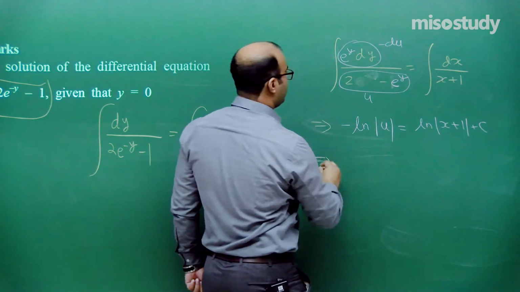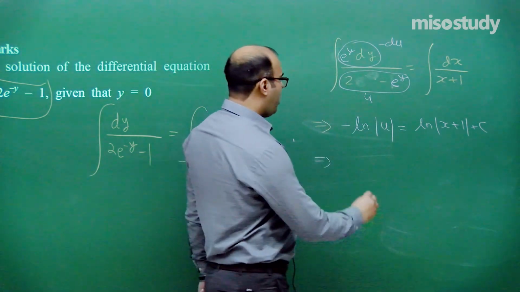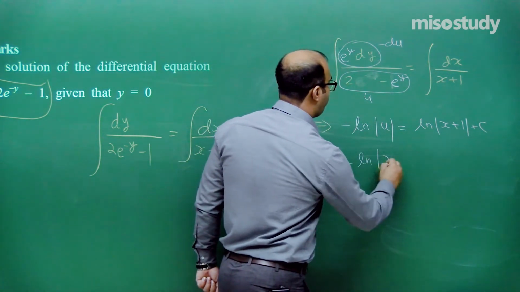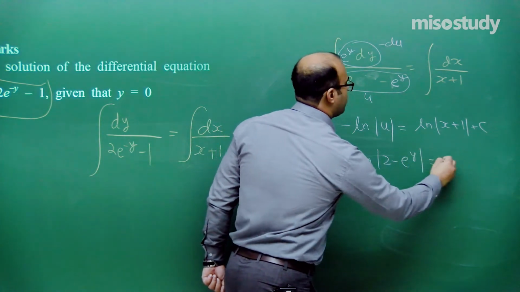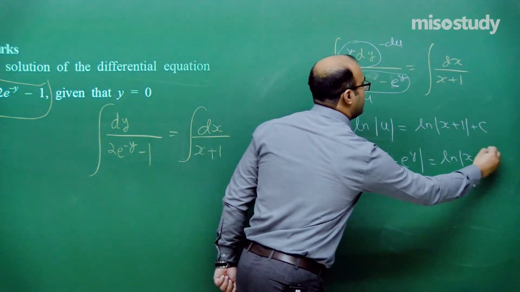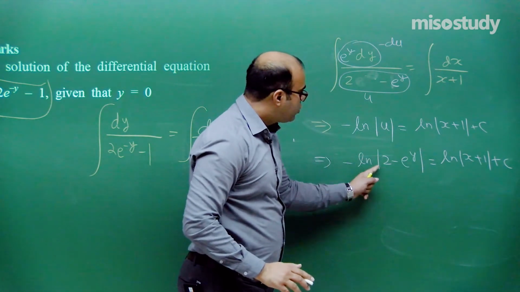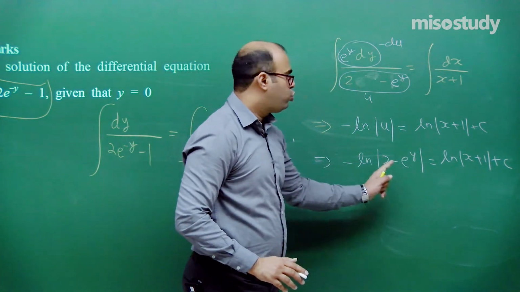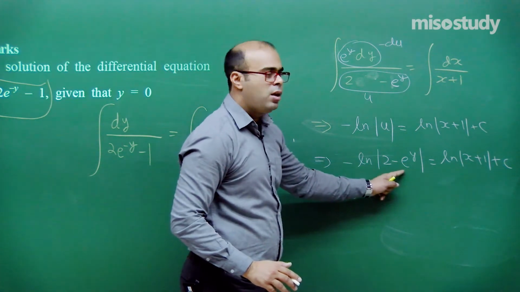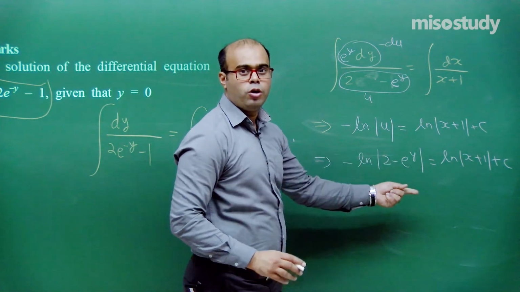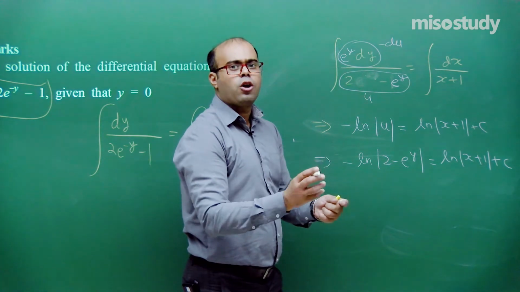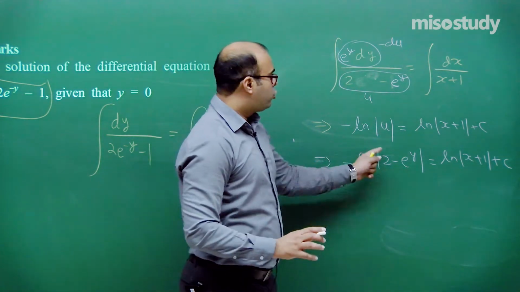What is u? You have taken 2 minus e^y. Minus log of mod of (2 minus e^y) is equal to log of mod of (x + 1) plus c. Here also the similar situation is there. What to do when this mod will be eliminated? Should we write 2 minus e^y or e^y minus 2? Because mod x gives plus minus x according to the situation. So what should we write this?